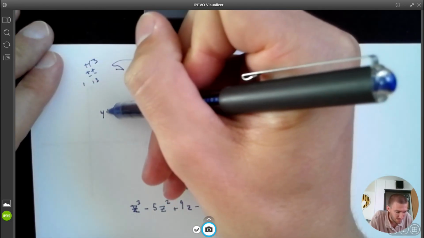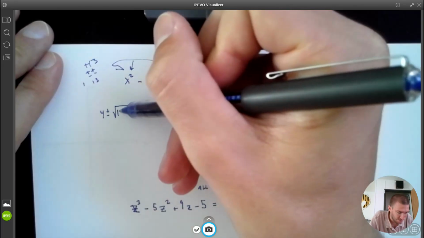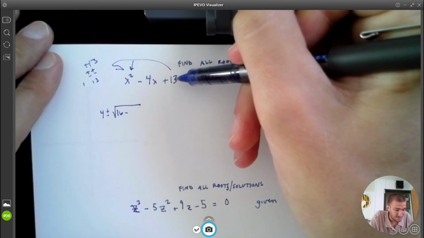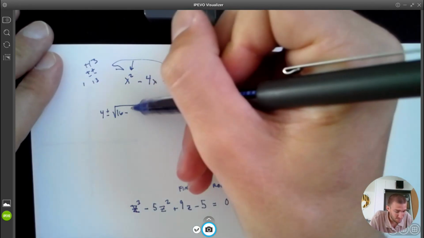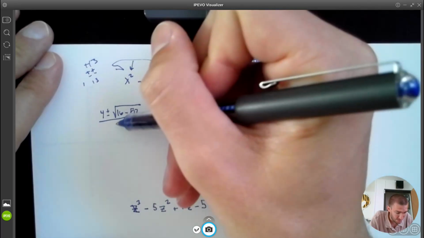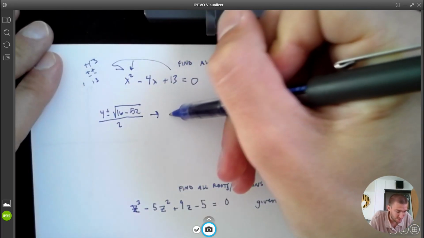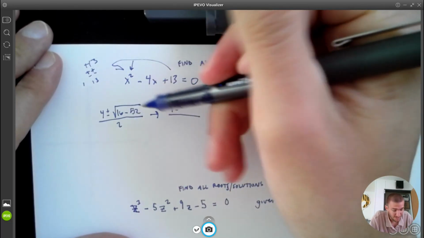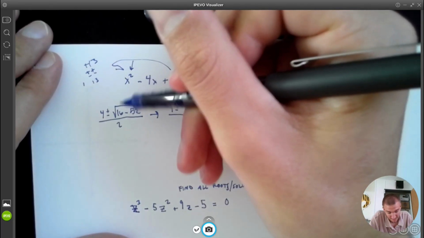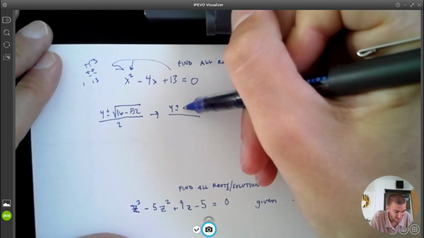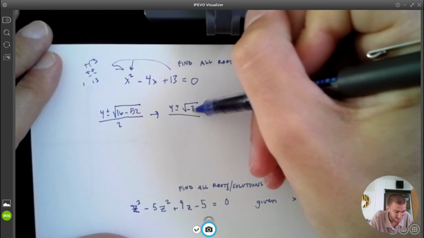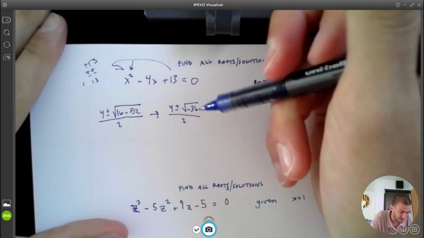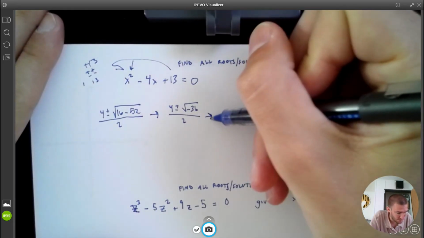We've got negative b plus or minus the square root of b squared minus 4 times a times c, all over 2a, which is just 2. That's 4 plus or minus the square root of 16 minus 52, which is negative 36, over 2. Nice, this kind of works out pretty good.